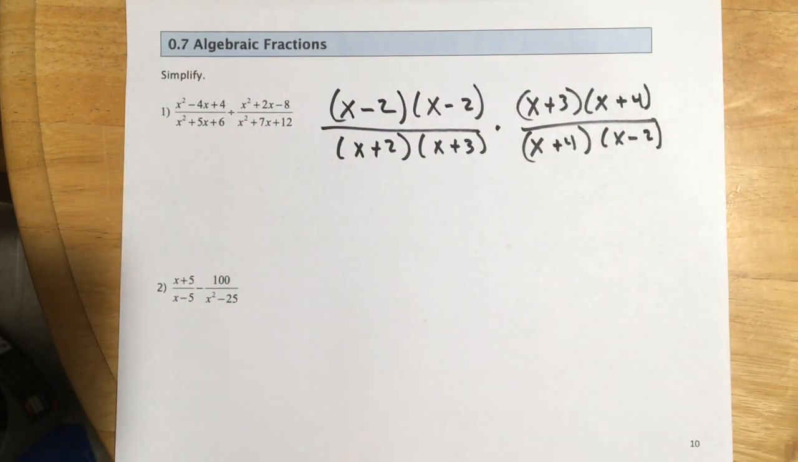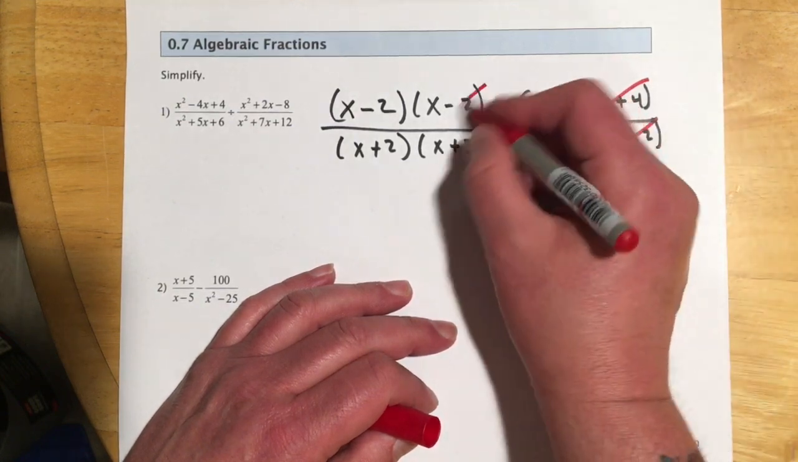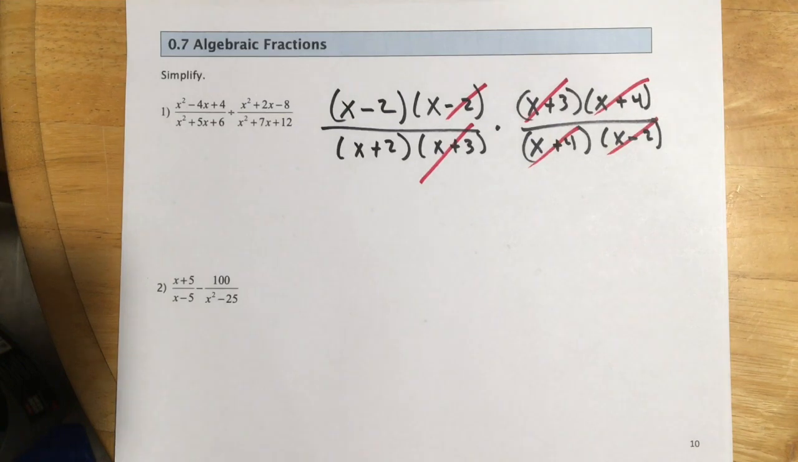And then we just cancel everything that's common top and bottom. So x plus 4s are gone, x minus 2s are gone, x plus 3s are gone, and then what's left there would be our answer.